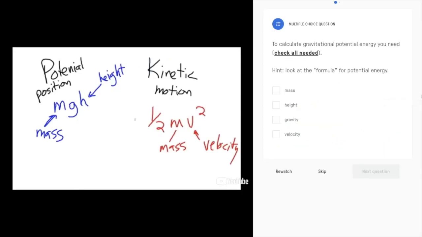Okay, for our next question: to calculate gravitational potential energy, you need, look at the formula for potential energy. You need to check all that is needed. The choices are mass, height, gravity, velocity.